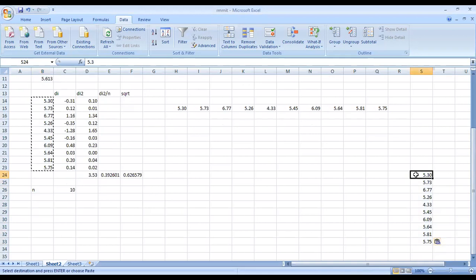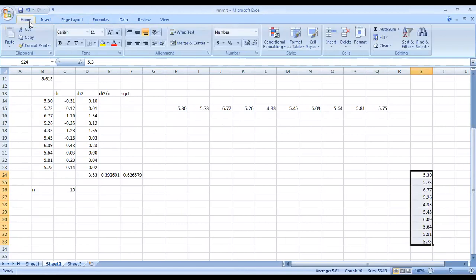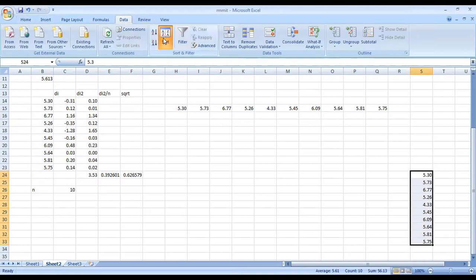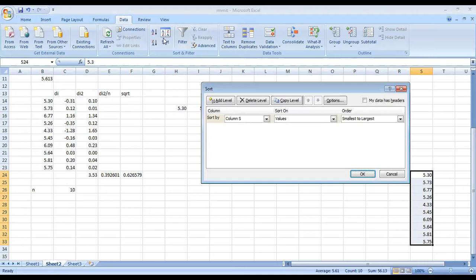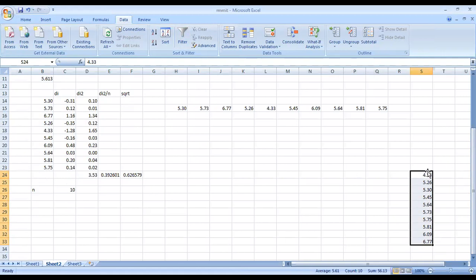For arranging in the order, you select the readings and you go to the sort. Okay, in the data, you go in the data tab, there will be sort. So smallest to largest, you can sort that. Okay, so it has arranged. It has arranged the readings.